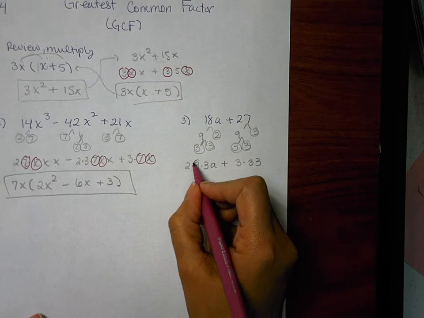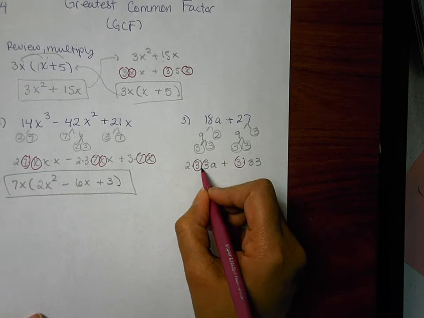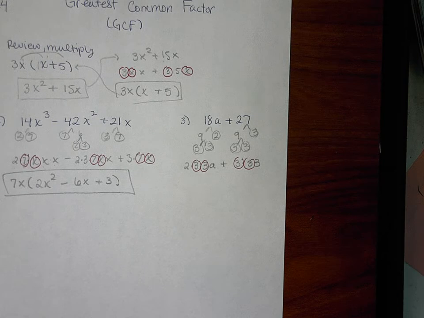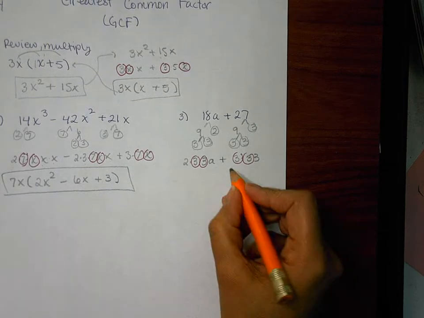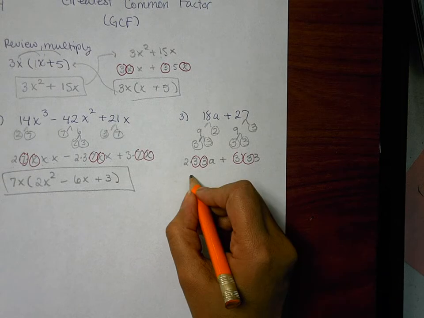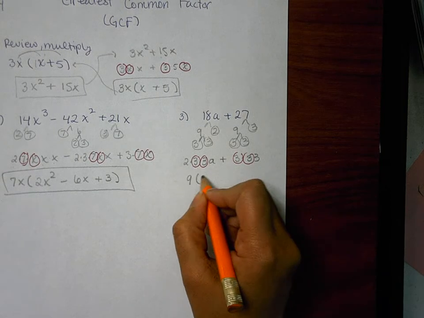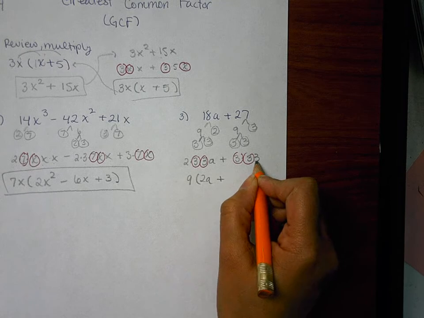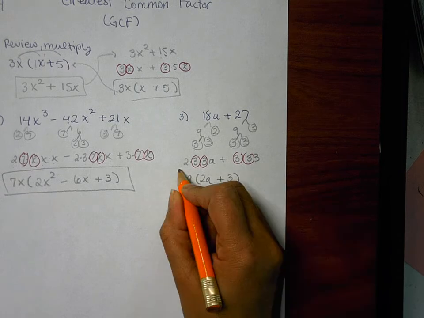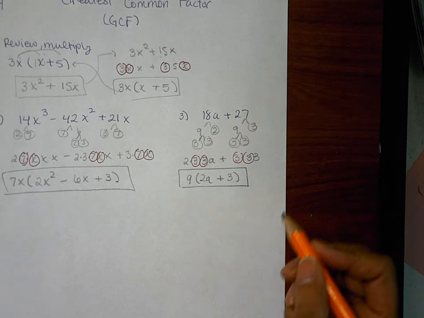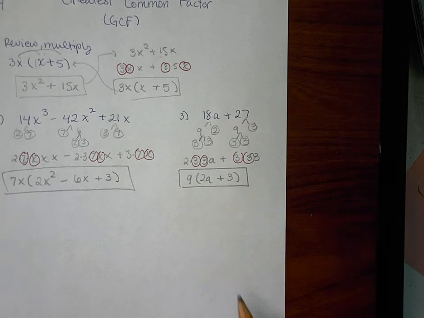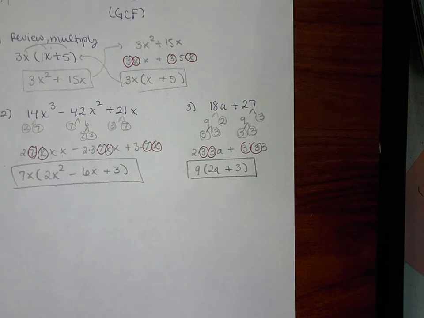They have a 3 and another 3, and that is it. There's no a's in common. They don't have another set of 3's in common or a 2. So 3 times 3 is 9 is what's coming out. What's left over here is a 2a plus what's left over there is a 3, and we check it. 9 times 2a is 18a. 9 times 3 is 27.